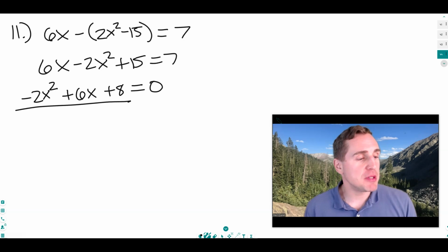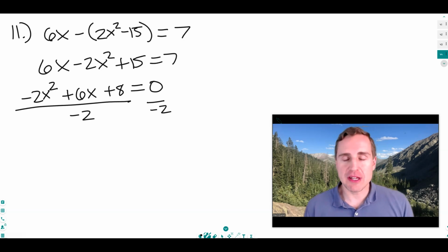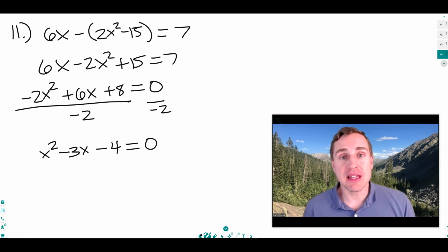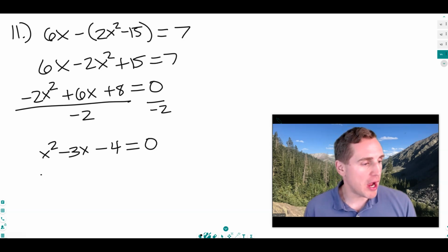So I'm going to suggest we divide this equation by negative 2. Why negative 2? All the terms are even, so the greatest common factor is 2. And we like the x squared term, whenever possible, to be positive. It's going to be x squared minus 3x minus 4 equals 0. Now that's a pretty easily factorable quadratic function.